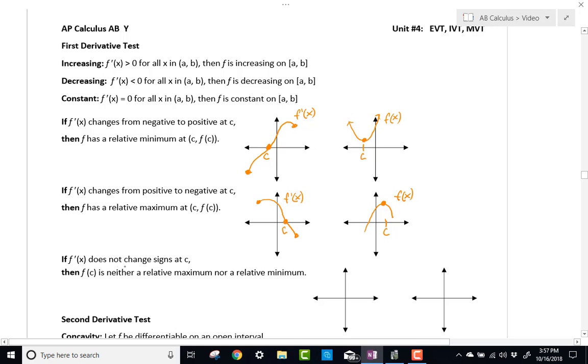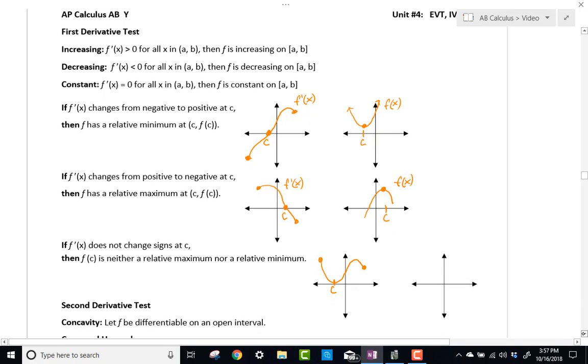And then what if f prime of x does not change sign at c? What if f prime of x does something like this? Let's say f prime of x comes down, bounces off here, comes back up, and there's my interval A to B. Here's my point c. If f prime of x does not change sign at c, then f of c is neither a relative max nor a relative min. So you can't really say anything about the graph of f of x at that point, at least not right now.